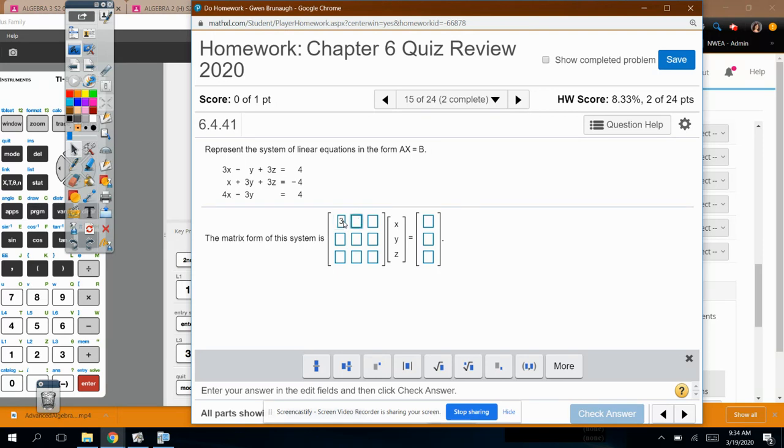So we have 3 because there's a 3 in front of the x. And now what's in front of the y is a negative 1 and a 3 in front of the z. A 1 is in front of the second x here. And a 3 and a 3 here. Careful with signs. A 4, a negative 3, and then there's nothing in that z spot, so we will put a 0. Now we'll put our constants, which are 4, -4, and 4.